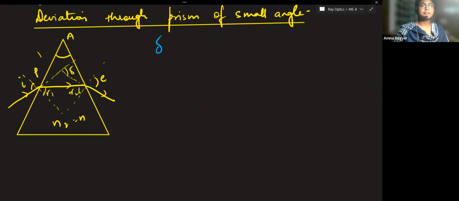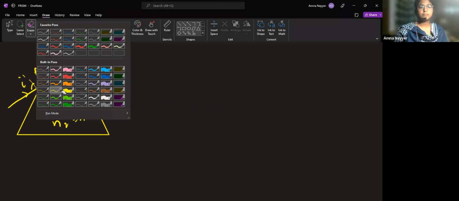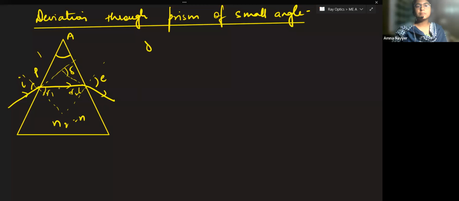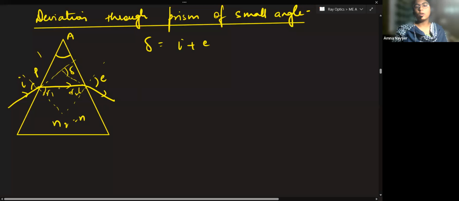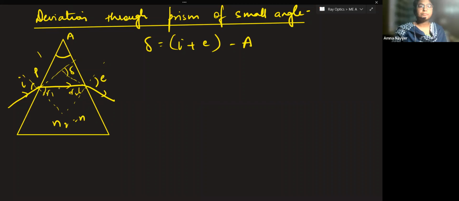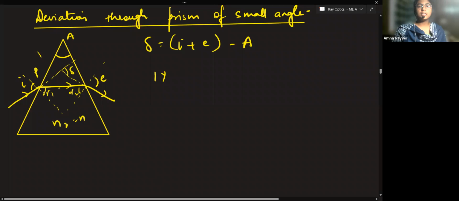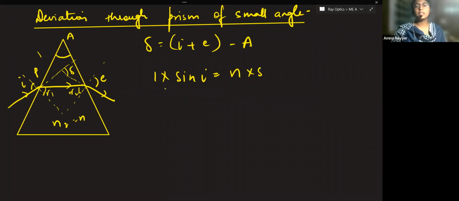See, this is your prism, angle of deviation I plus E minus A. So if you apply Snell's law, 1 into sine I will be equal to n into sine r1. So for small angle approximations, what we have studied, sine theta becomes almost equal to theta.